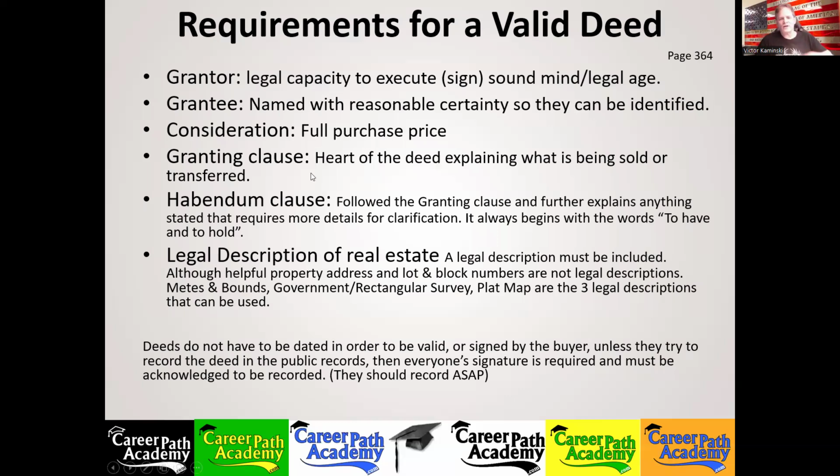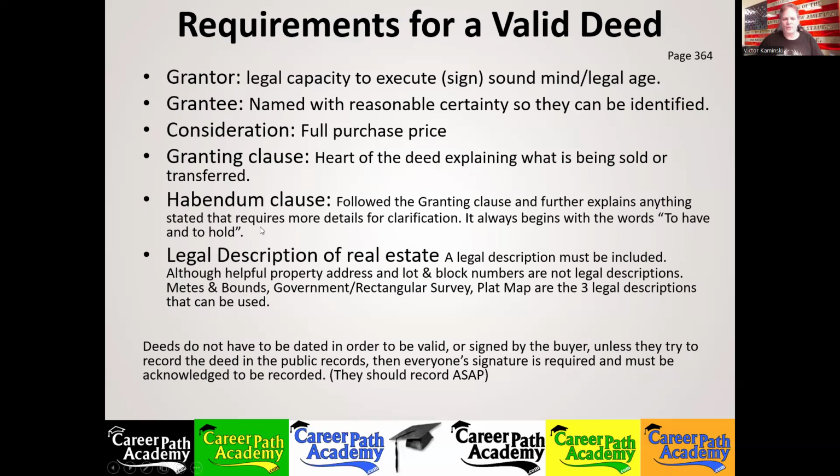Now, the granting clause is the heart of the deed. It explains what exactly is being sold or transferred. And the granting clause is always followed by the habendum clause. The habendum clause is anytime something needs further explanation that's in the granting clause, it will be spelled out in the habendum clause. The habendum clause always begins with the words to have and to hold.